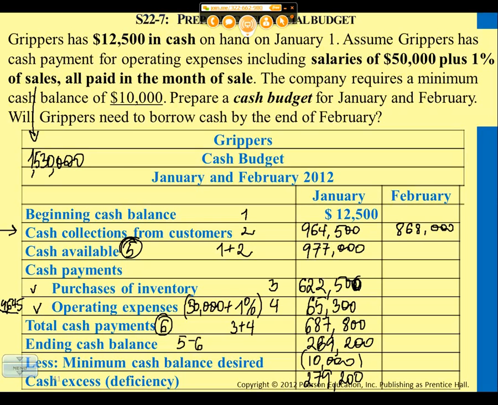All right, so the question is, will Grippers need to borrow cash by the end of February? So we're still missing some information, right? So what am I going to do with this beginning cash balance for February? Why are you not subtracting 10,000 from the 269,000? It's 289. I'm sorry. This is 8. Just slipped. I'm sorry. It's an 8.